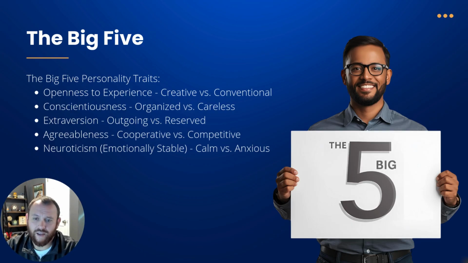Then the next one we're looking at is being emotionally stable, right? So is someone tends to be calm and level-headed, or is it someone that's anxious and always on edge? Because that can predict how someone is going to react in a certain situation, right? If you're a firefighter or a police officer, you're going to want someone with a calm personality as opposed to someone with an anxious personality.